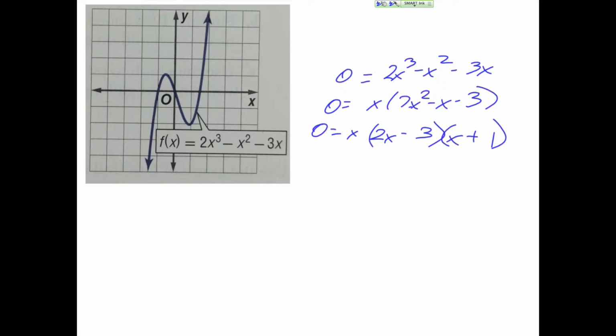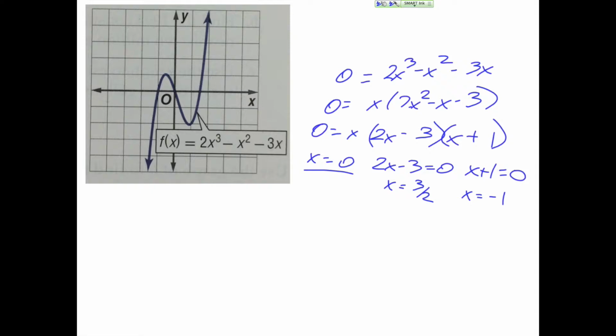What do I want to do at this point? What do we always do after we factor? Very good. Set them all equal to 0. So this one's done. This one gives me 3 halves, and this one gives me -1. So what did we find there with 0, 3 halves, and -1? More specifically, what are we trying to find? Zeros. So I've got my zeros. Okay, and does that match the graph? Yep. -1, 0, 3 halves. So it does match the graph.